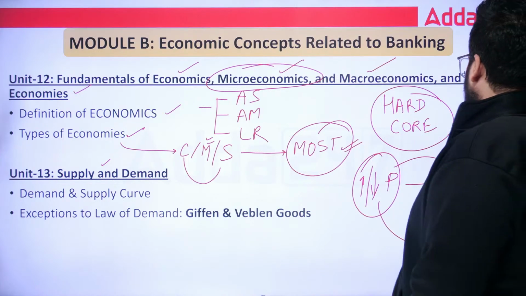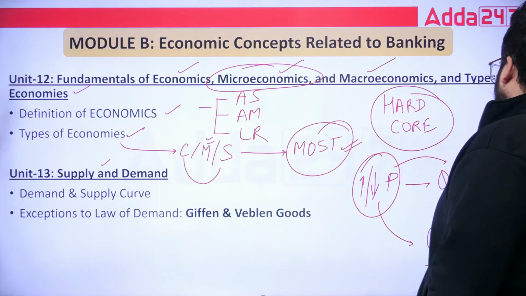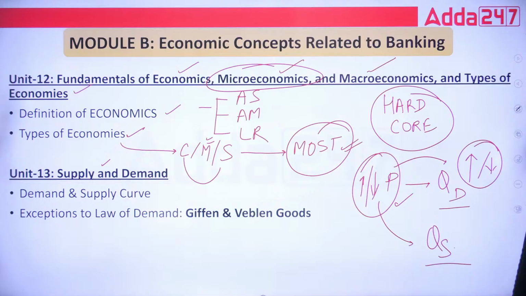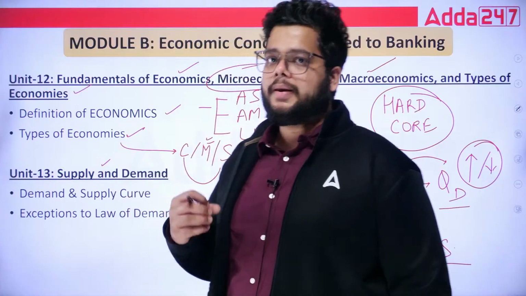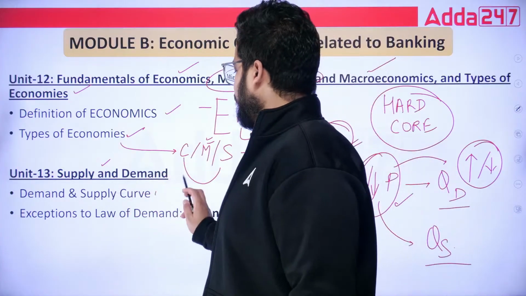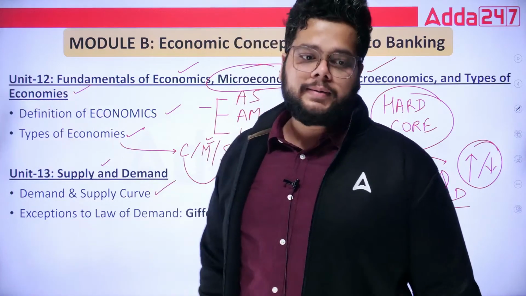Similar thing you must understand about the quantity supplied and price as well. So the relationship between your quantity demanded and price, quantity supplied and price, is very, very important, which is portrayed by the demand and supply curve.